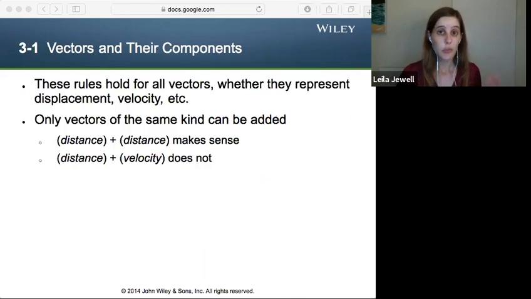All right, and so these rules will hold for all vectors. Here we focused on displacement because that's the easiest to conceptualize, wrap our minds around, but it will also be true for velocity and other vectors we can see like force. One note is only vectors of the same kind can be added. So we can add a distance with another distance, and that would make sense, but it doesn't make sense to say I walked a distance of 4 meters north and 3 meters per second east. It's like, wait, you can't add those two because one of them is a distance and one of them is a velocity. It just doesn't work.